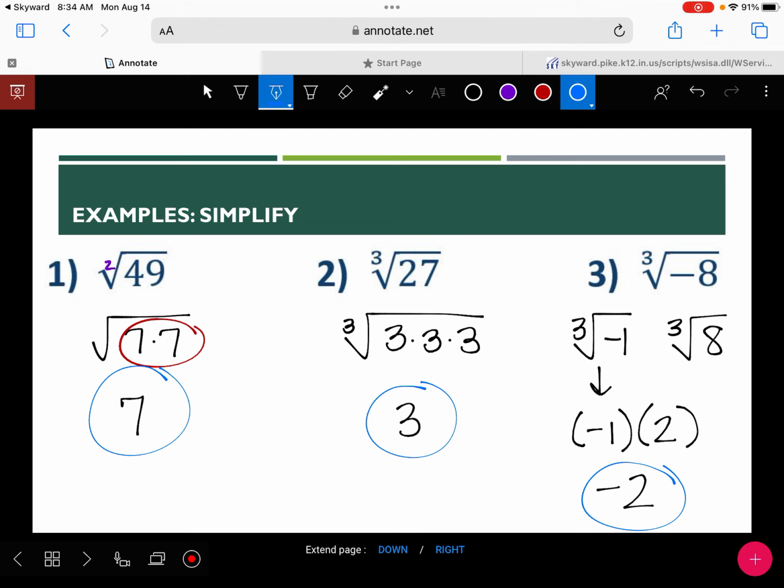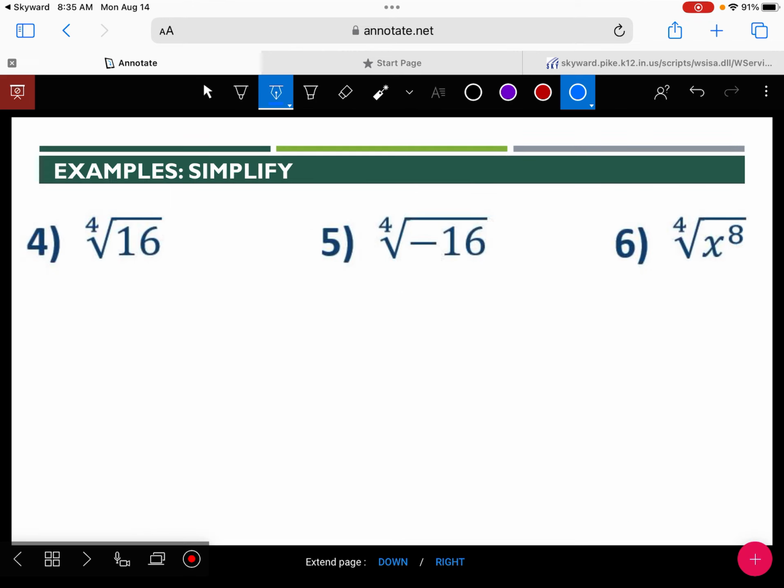All right, let's look at questions 4, 5, and 6. Go ahead and copy these 3 down, and then we'll work through these together.